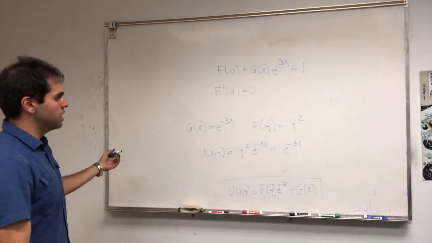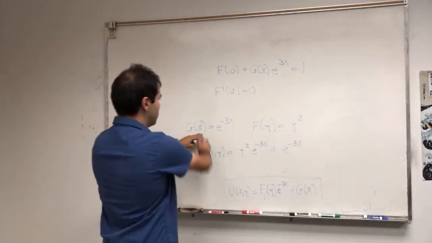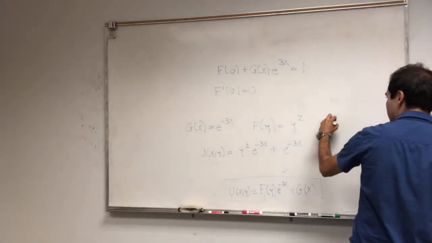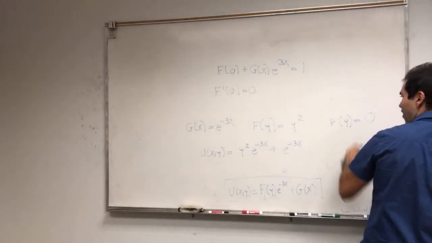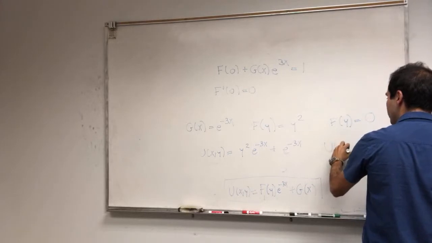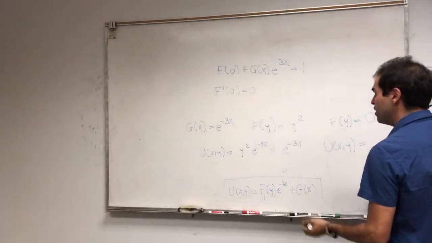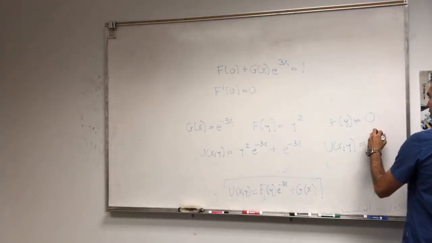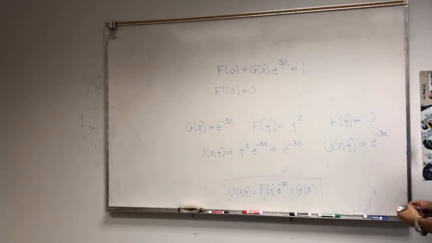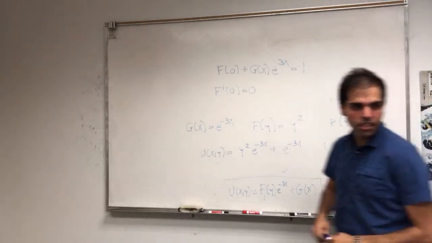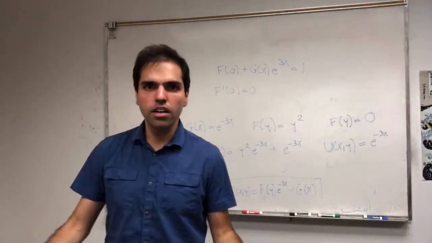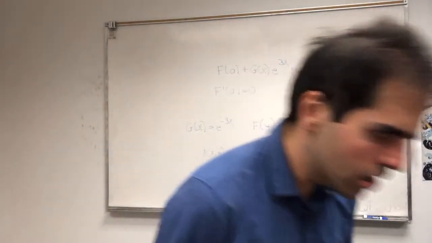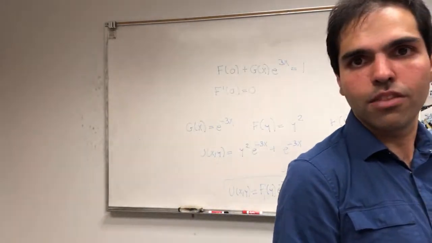Another solution would be, let's say we keep this, but this time f(0) = 0. So f(y) is the 0 function, and that would give you the solution u(x, y) = 0 · e^(-3x) + e^(-3x). And that would give you another solution of the PDE. So just think, whenever you're stuck, there might be infinitely many solutions. So in other words, there's no more info that we can use.